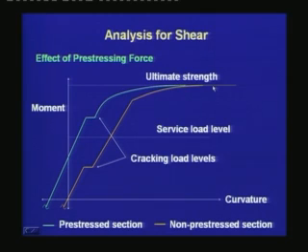to the ultimate strength. If we have prestressing in the beam, the curve gets shifted from the origin, which means that for zero curvature, we need to have an external moment. In other words, in absence of any moment, there is a negative curvature, which is the cambering effect due to prestressing.